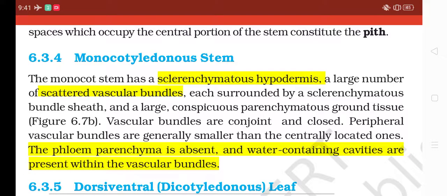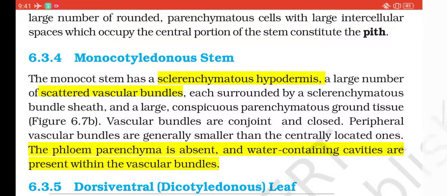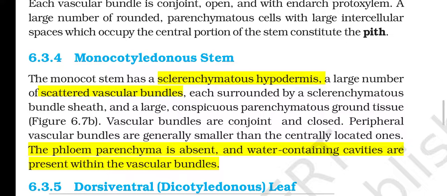6.3.4 Monocotyledonous stem. The monocot stem has a sclerenchymatous hypodermis. A large number of scattered vascular bundles is surrounded by a sclerenchymatous bundle sheath and a large conspicuous parenchymatous ground tissue. Vascular bundles are conjoint and closed. Peripheral vascular bundles are generally smaller than the centrally located ones. The phloem parenchyma is absent and water-containing cavities are present within the vascular bundles.